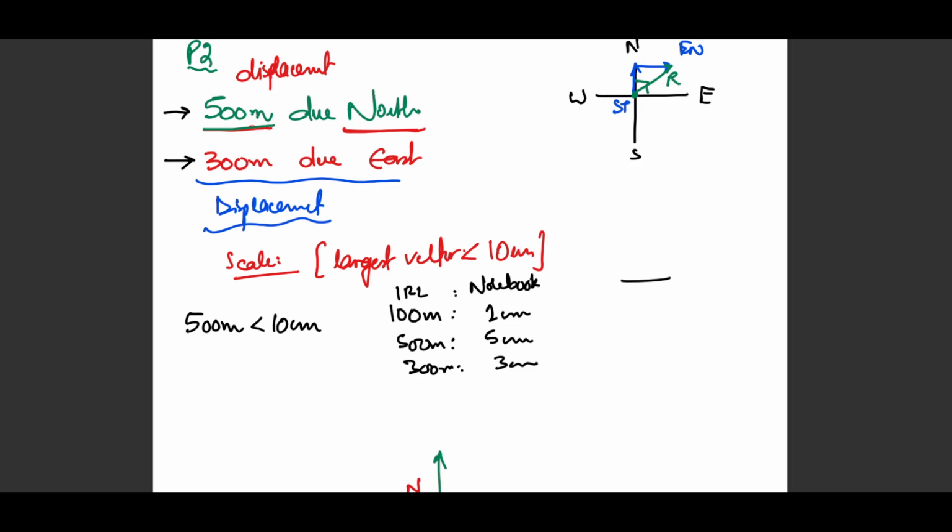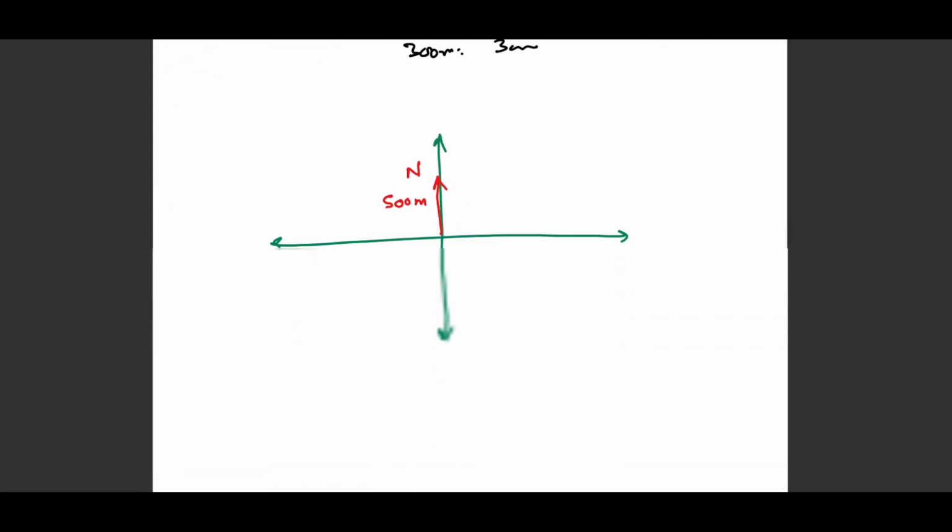Then draw 5 centimeters north. I'm drawing it on the side, but in reality, it's supposed to be over here. So this is 5 centimeters, but I will write down 500 meters due north. Why? Because the question suggests 500 meters. I am adding a scale for my convenience. Otherwise, that's not how the question is. The question is in meters.